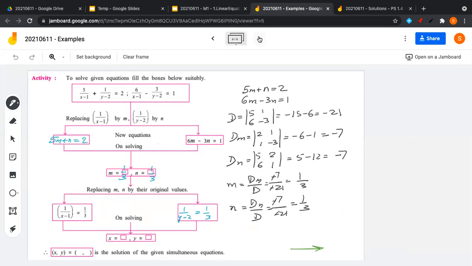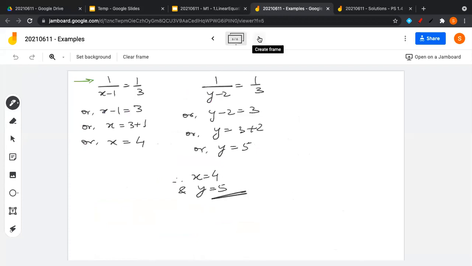So let us see if you are right or wrong. Yes, you are right. Yes, both of you, and Prachi, you are also right. x will be 4 and y will be 5.